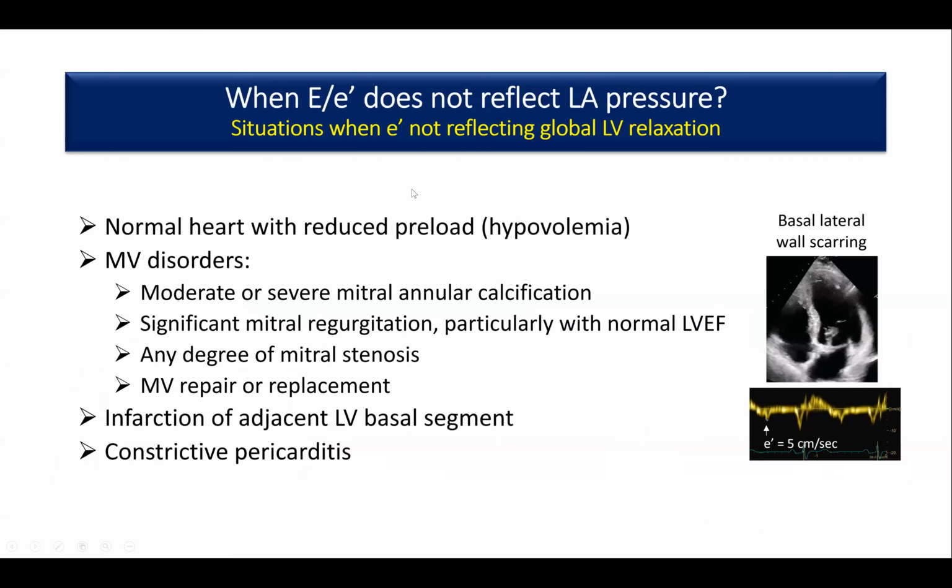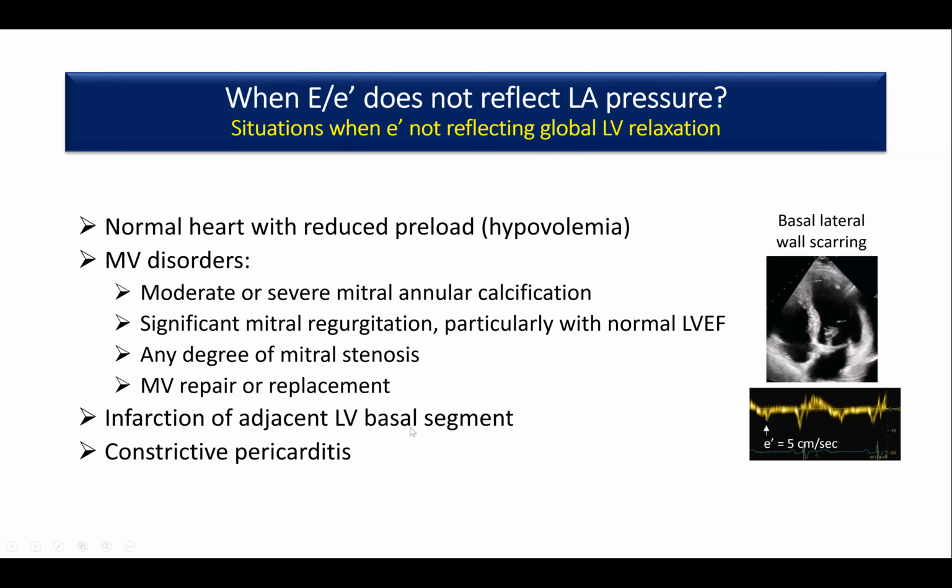Now, quickly, I want to mention one thing: as you can see, there's tremendous reliance on the E/E' ratio in the guidelines. And sometimes the E/E' ratio does not reflect LA pressure. When does the E/E' ratio not reflect LA pressure? It's typically a situation when the E' does not reflect global LV relaxation. For example, in patients with normal hearts who have reduced preload, for example, patients who are hypovolemic, the E/E' ratio does not reflect LA pressure. Or when you have mitral valve disorders, for example, significant mitral annular calcification, significant mitral regurgitation, especially in patients with normal ejection fraction, any degree of mitral stenosis, mitral valve repair or replacement. So major mitral valve disorders do not allow us to use the E/E' ratio.